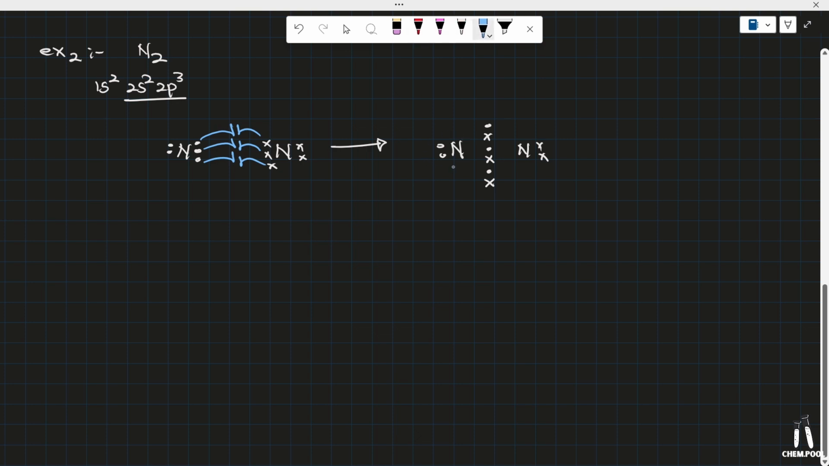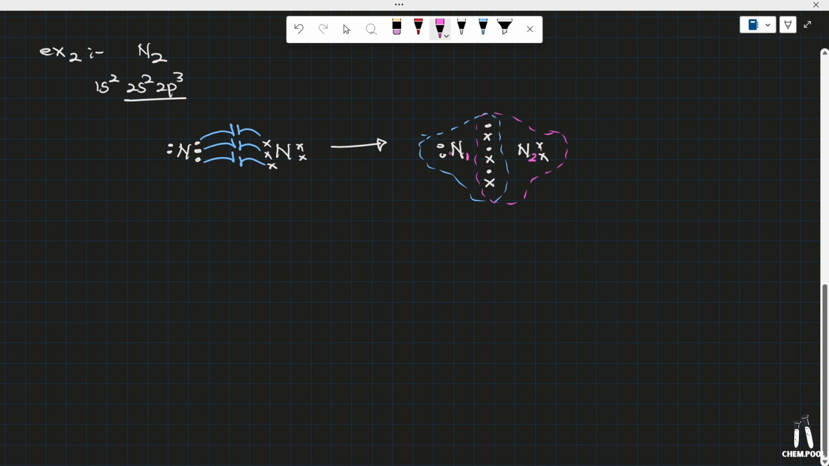Now you can see here for one nitrogen atom, it shared 3 electrons. 1, 2, 3. Therefore, valence is 3. For another nitrogen atom, it shared 1, 2, 3 cross marks. That means valence is 3. But when we consider each atom with its bond pairs, it is shared equally. Then I put N1 and N2 here.